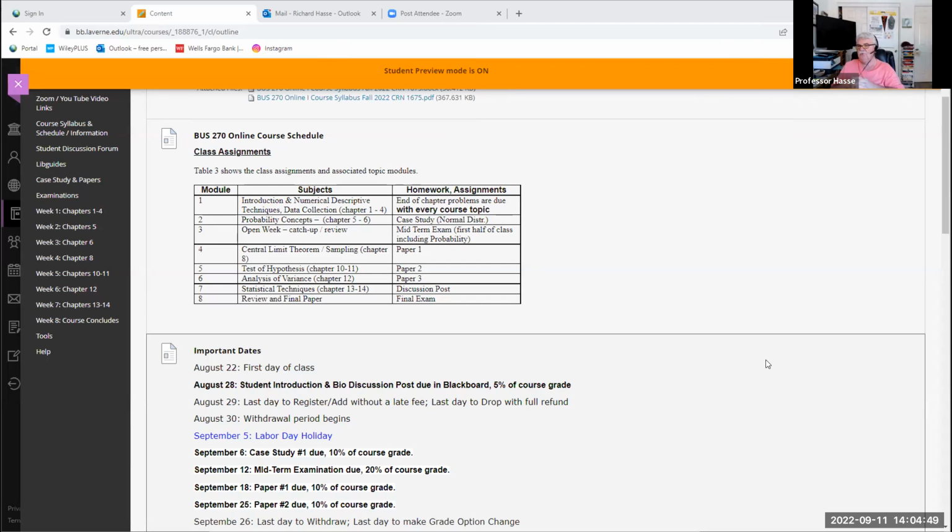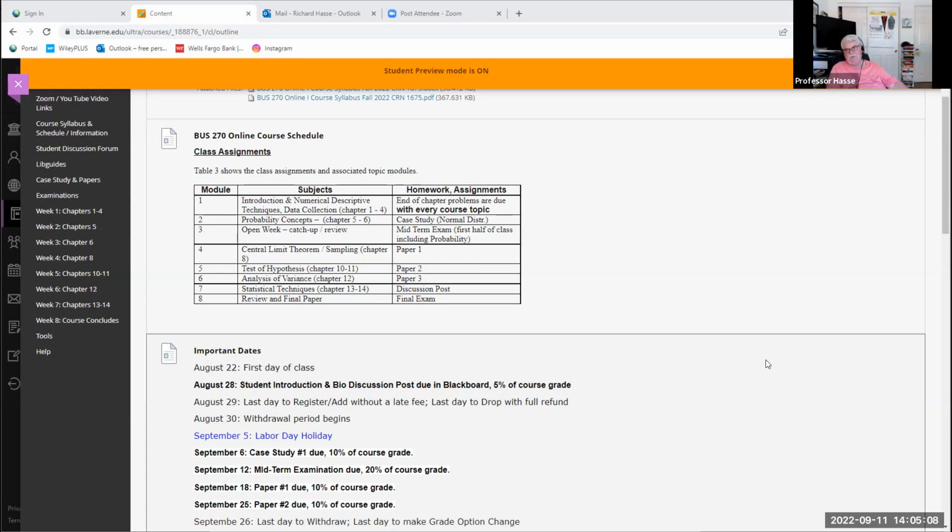Now the papers are 2 to 3 to 4 pages. You don't have to worry about any format. You don't have to worry about a title page or a table of contents. I just want you to answer the questions as they're given to you. And what are the questions? Well, I give you some data that has already been calculated by me, and I want you to interpret what that data tells you.